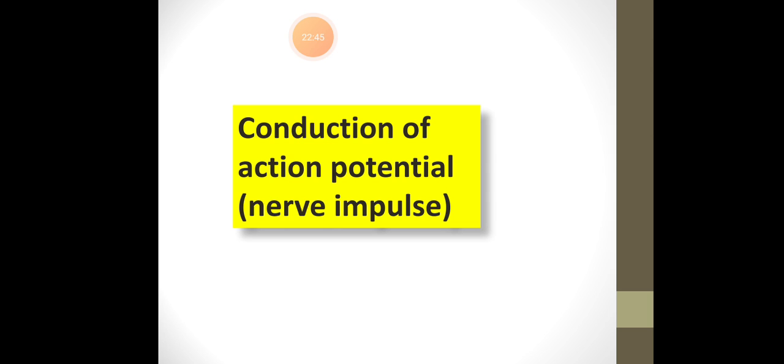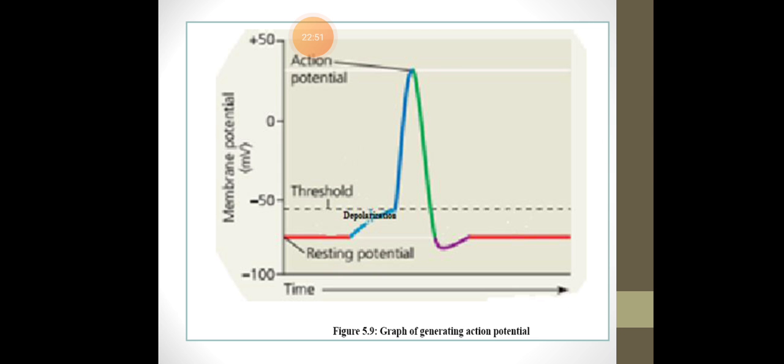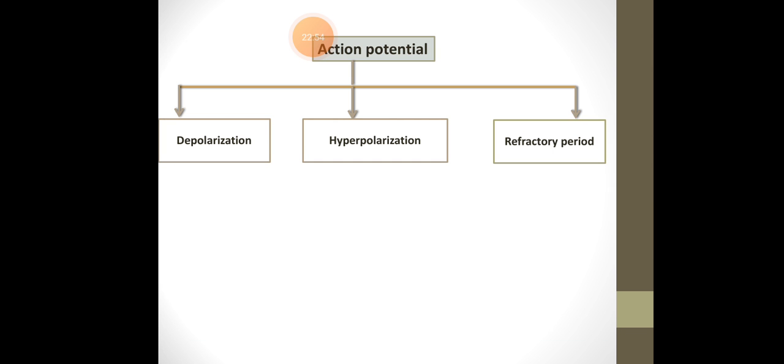The action potential is generated due to sodium inflow. What is sodium inflow? It is called depolarization. What is depolarization? The negativity inside the cell becomes lower. So the action potential is generated due to sodium ion inflow.